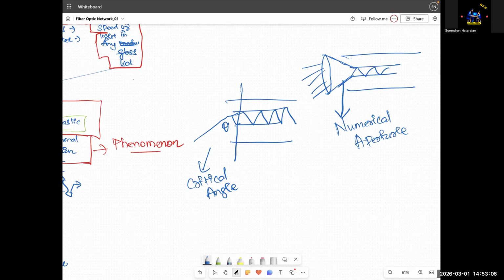Critical angle is where you have to send the light at one angle only. Numerical aperture is multiple angles. You can send it through an area, like a vessel. So it is not just one angle, it is like an area. Till this critical angle, you can send the light in this one. So this area is called the numerical aperture.